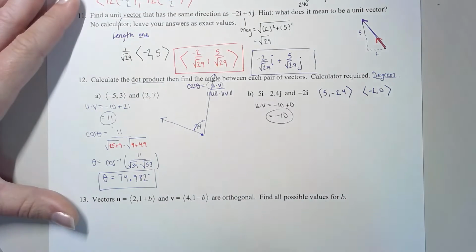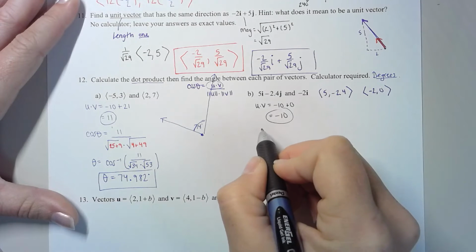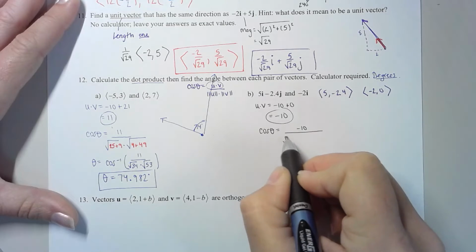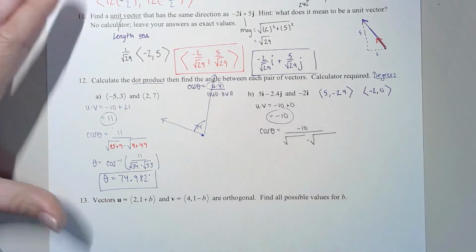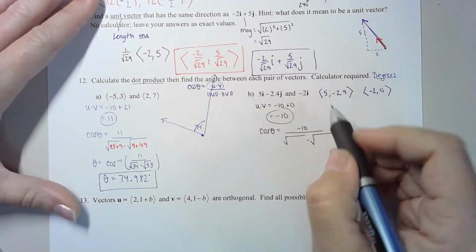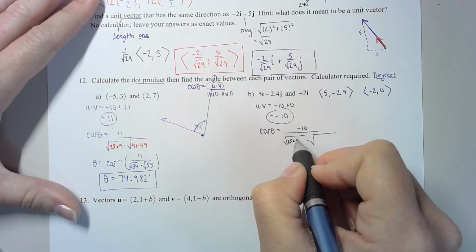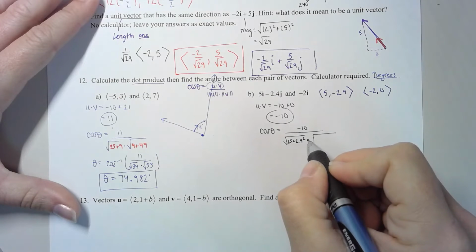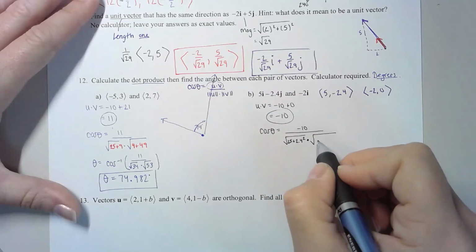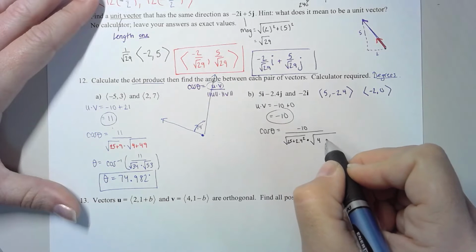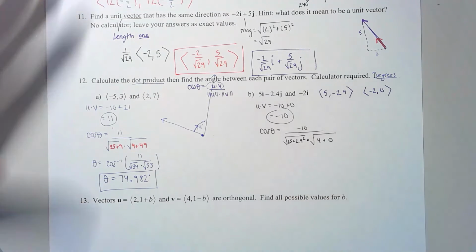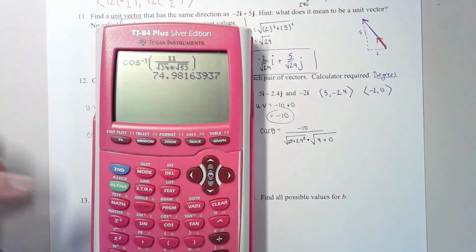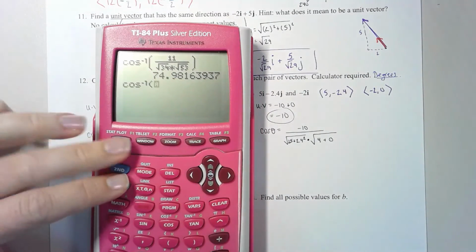So my dot product is negative 10. And now I can start finding the angle. So the cosine of the angle equals negative 10 on top, and then I'm going to multiply the magnitudes on the bottom. So I've got 5 squared plus 2.4 squared, I'll let the calculator do that work, times 2 squared plus 0 squared. I guess I didn't need a square root to find that magnitude. That's okay. All right, so I've got my inverse cosine.